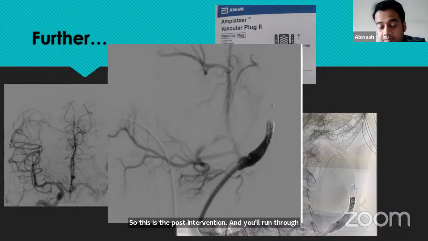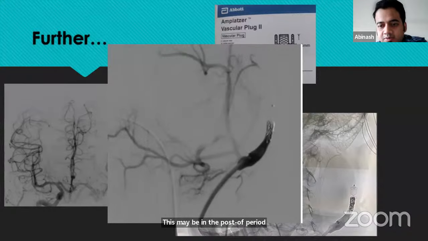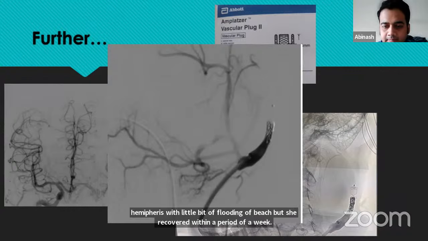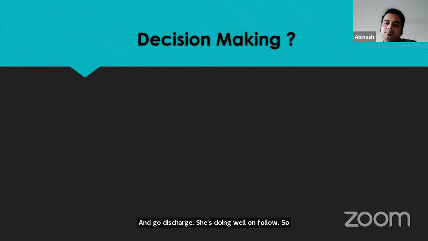This lady in the post-op period did have transient right hemiparesis with a little bit of slurring of speech, but she recovered within a period of a week and got discharged. She's doing well on follow-up. So now coming to the discussion part.